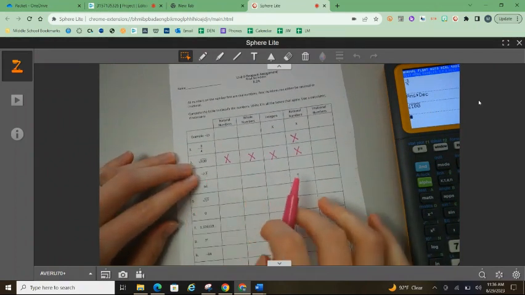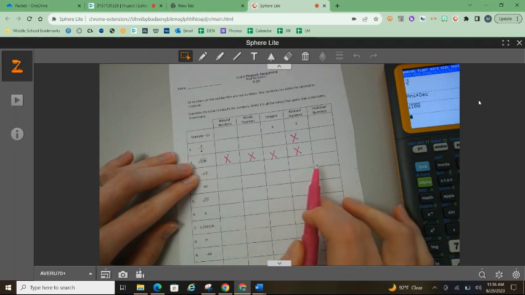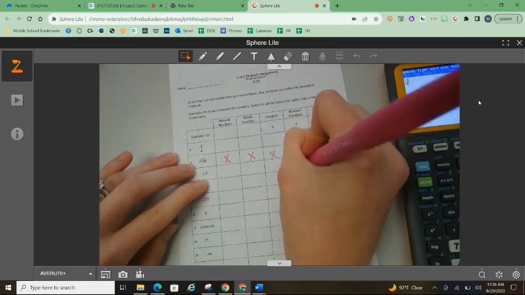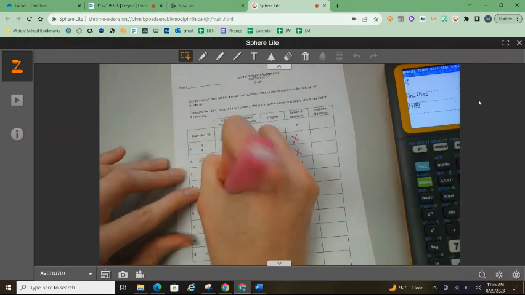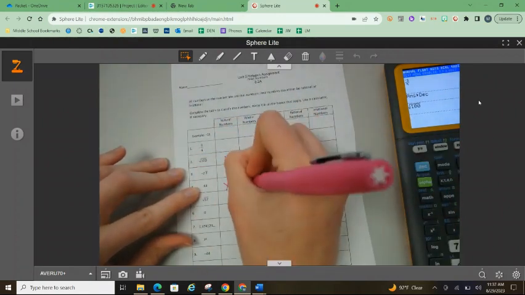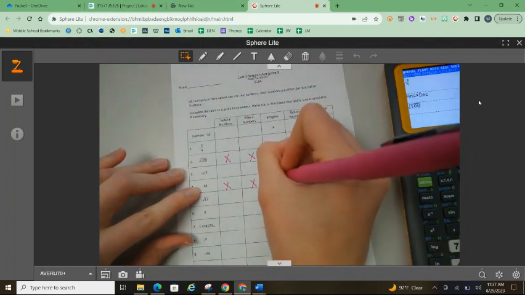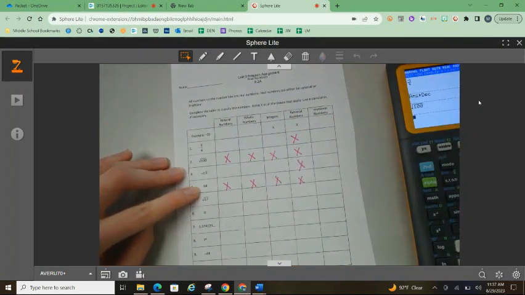-2.3 repeating. Okay, it's a decimal, so we're looking at rational or irrational. It repeats, so it is rational. 64, I could count to 64, so that's a natural number. 64 is also a whole number. It's also an integer and rational.